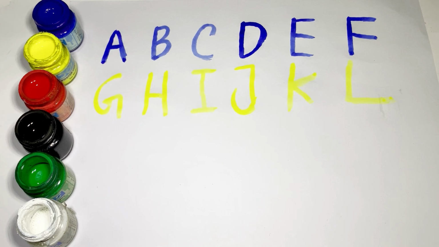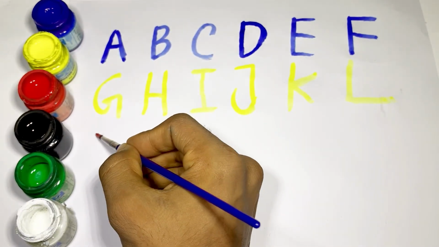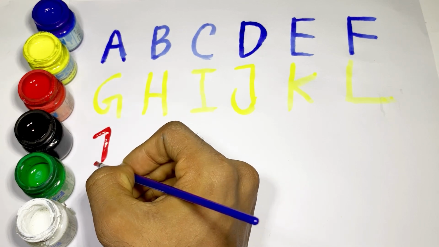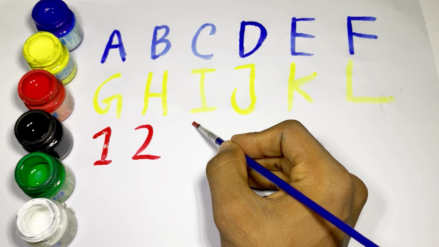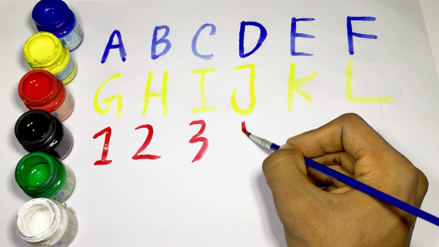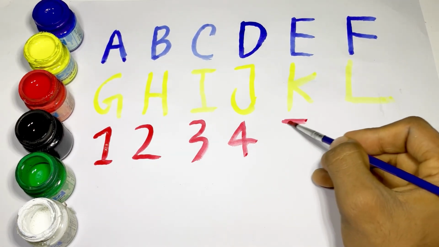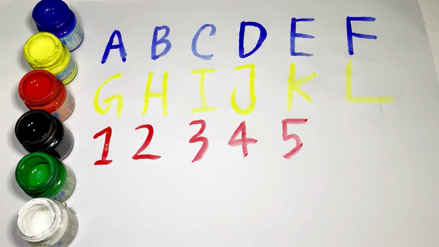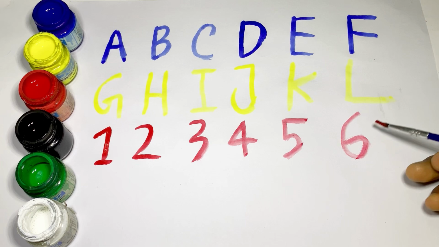Next numbers, and first we read 1. The numbers of 1, and use red color. O N E, 1. 2. T W O, 2. 3. T H R E E, 3. 4. F O U R, 4. 5. F I V E, 5. 6. S I X, 6.